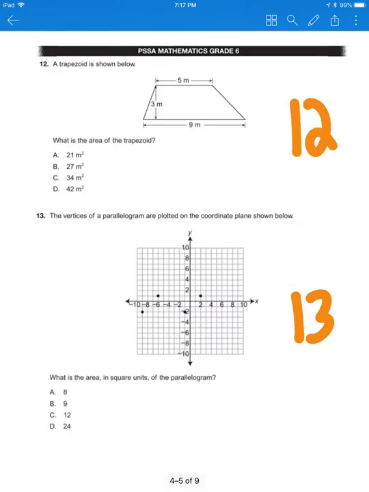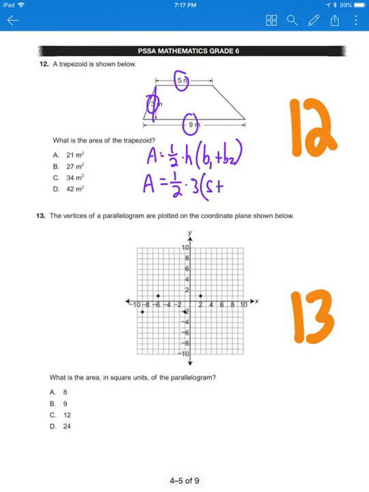All right, next page. Okay, number 12, a trapezoid is shown below. What is the area? All right, I hope you use the formula for area of a trapezoid. Area is half times height times base 1 plus base 2. Area is half times the height. The height is 3 times base 1 plus base 2, 5 plus 9. And then when you solve that, remember, all you have to do is type it into a calculator. You'll get 21. So the area is 21 square meters.